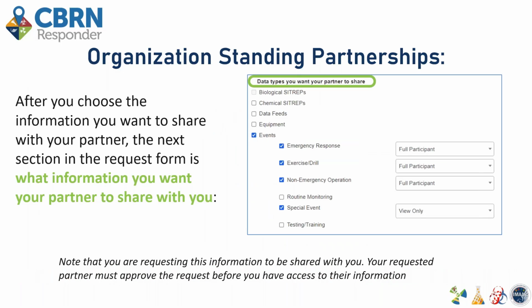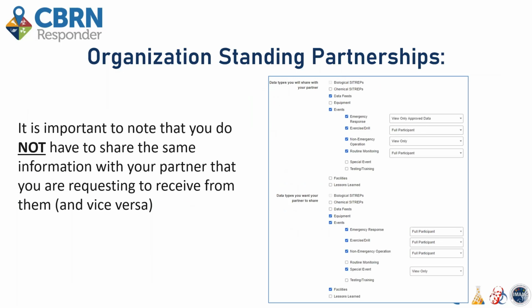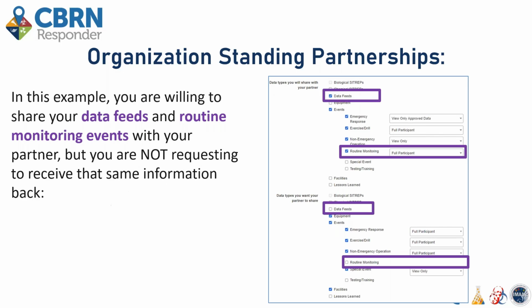The next portion of the request partnership is to choose the information that you want your partner to share with you. Now, note that you can check off as many boxes or as few boxes as you would like, but your partner does need to approve the information that you want to receive from them before you're actually able to view that information. It's important to note that you do not have to share the same information with your partner that you are requesting to receive from them, and vice versa.